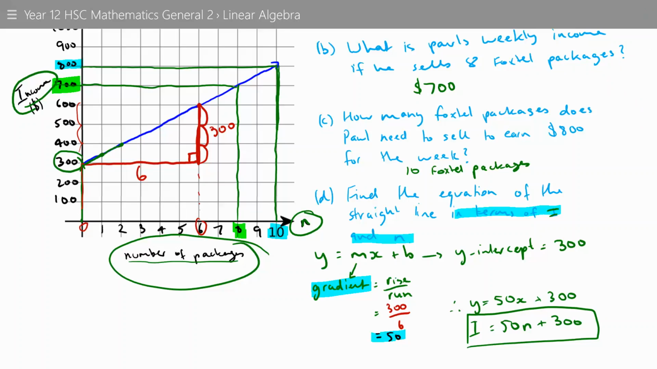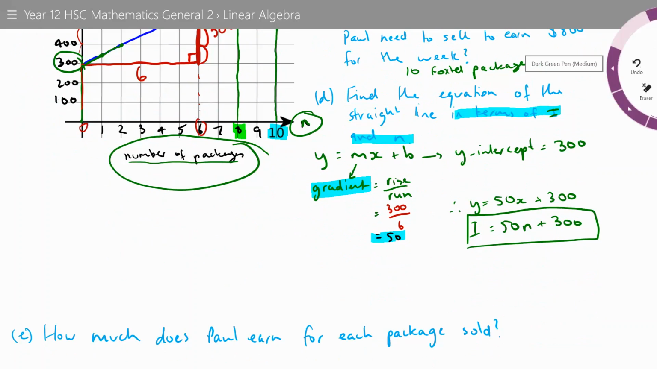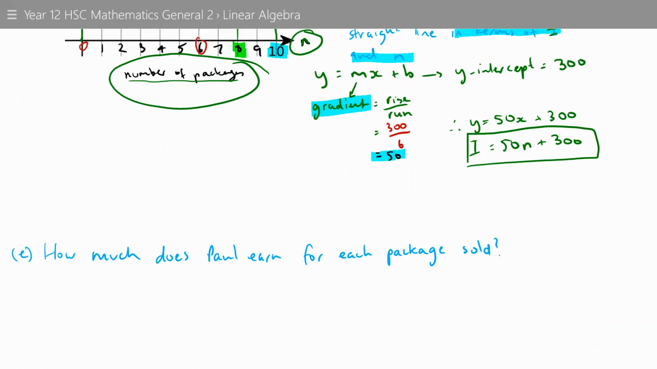For every one package sold, it's going up by 50 each time. So here, how much does Paul earn for each package sold? It is $50, and we can say this is the gradient too. Just a side note, because sometimes we do come across those questions where they want to know how much per one thing sold, and that's represented by the gradient. This is the gradient.